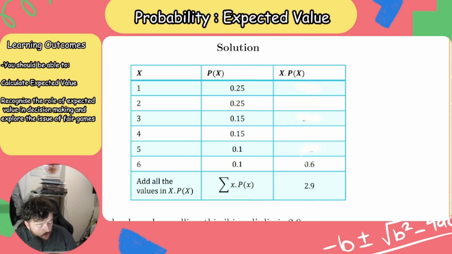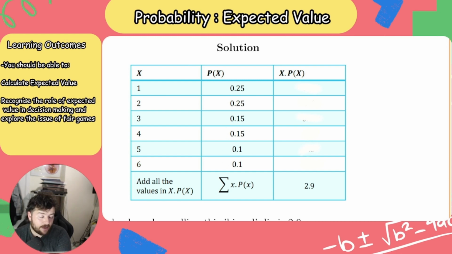So what we need to do here is set up a box. You put your outcome here. My outcome is I win money based on what number I draw. So if I get a 1, I get €1, €2, €3, €4, €5, €6, etc. Then I put the probability of events. It was given to us here; in some questions you might have to calculate it yourself. So I have a 25% chance of getting a 1, 25% chance of getting a 2, 15% chance of getting a 3, 15% chance of getting a 4, 10% for a 5, 10% for a 6.